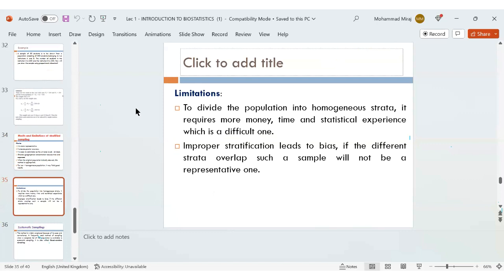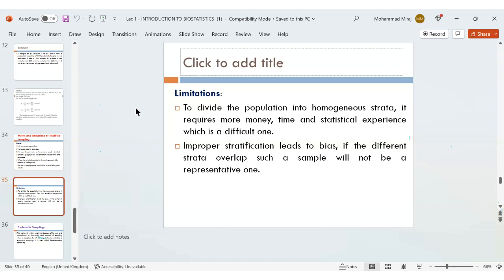So, what are the limitations? It requires dividing the population into homogeneous strata. Suppose I want to draw a more representative sample from the population, I need to have more money. I have to segregate them. I have to get more people. So it costs time, effort, money, and statistical measures. Everything is difficult.